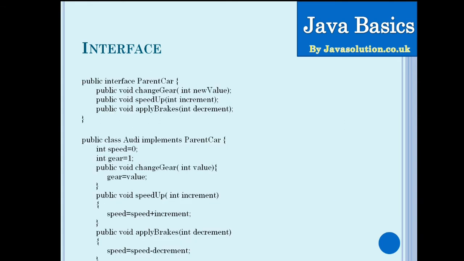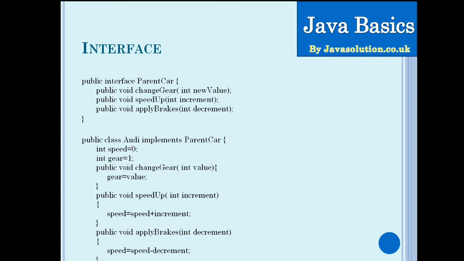So the interface looks like this. This is public, then interface is a keyword, and then ParentCar. This is just a name, you can have any name, and inside that you have methods. By default the methods are abstract. We don't need to specify them with the abstract keyword because it is known that if there's an interface then the methods will be abstract, so there will be no body for them.